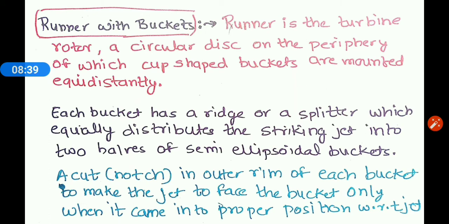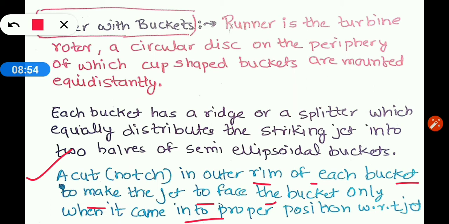Then one thing I would like to mention here about the notch, I'll read this. A cut or notch in the outer rim of each bucket is provided to make the jet face the bucket only when it comes into proper position with respect to the jet. So that is the purpose of the notch.